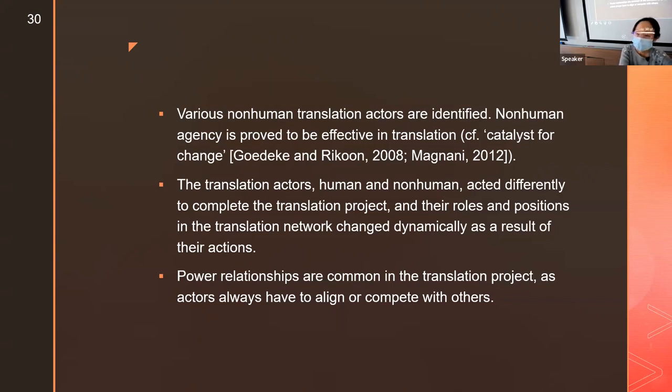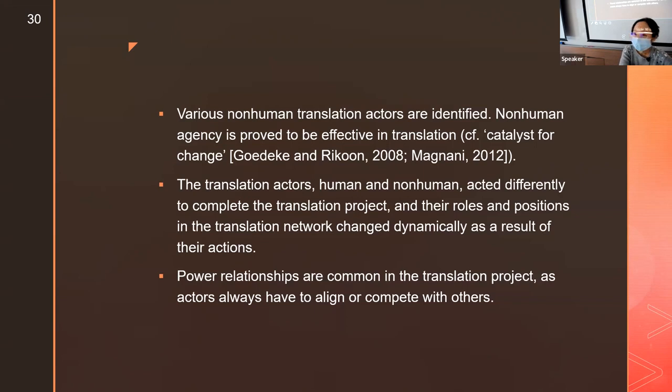The translation actors, human and non-human, act differently to complete the translation project, and their roles and positions in the translation network changed dynamically as a result of their actions. In other words, translation action kept redefining translation actors, as well as their roles and positions in translation, which also suggests that the roles actors played were multiple, and their positions in translation were by no means fixed.